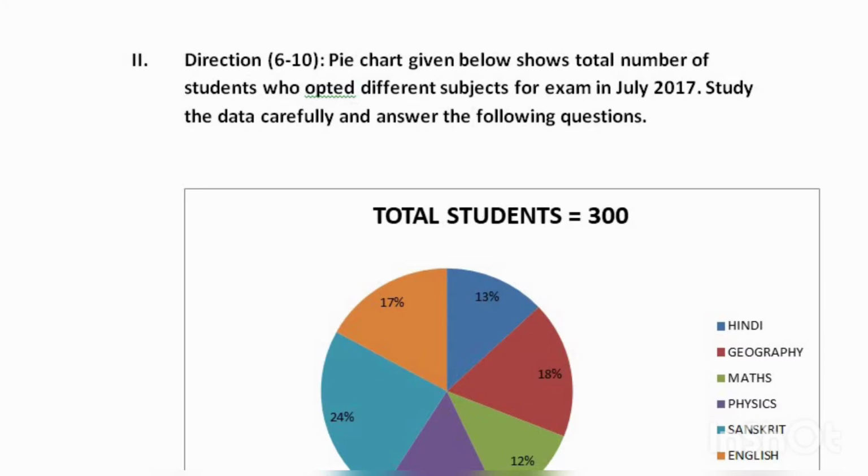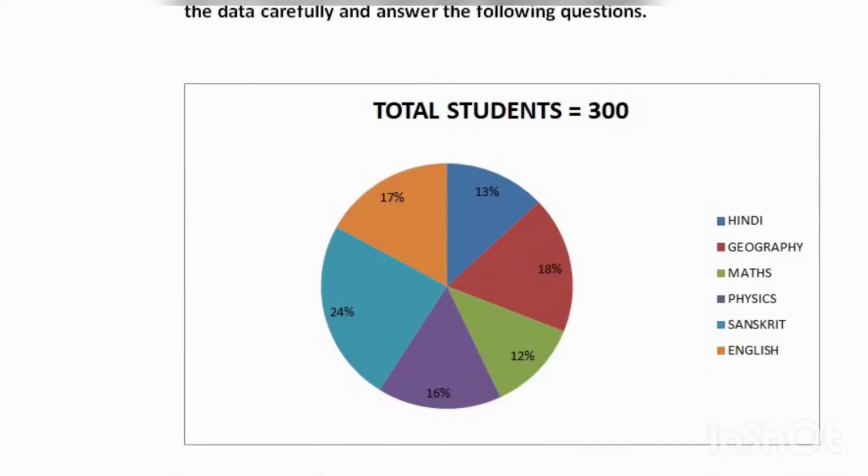This question is asked in 2018 clerical exam of SBI. The question is, pie chart given below shows the total number of students who opted different subjects for exam in July 2017. Study the data carefully and answer the following questions. And this is the graph. It is a pie graph, and the percentage distribution is given, also the total students is written, that is 300.